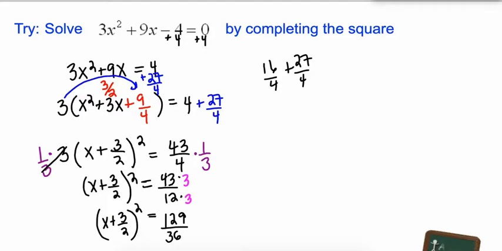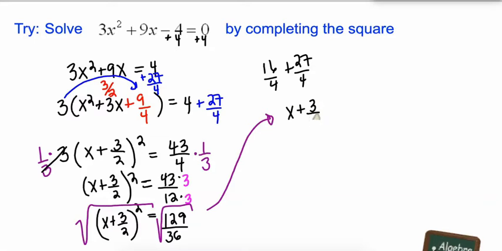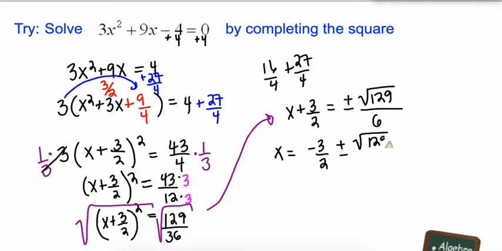And now we're going to square root both sides. And whenever we square root both sides, we've got a plus or minus. I'm going to take it up here. X plus 3 over 2 equals plus or minus the square root of 129 over the square root of 36, which is 6. So x equals negative 3 over 2 plus or minus the square root of 129 over 6.